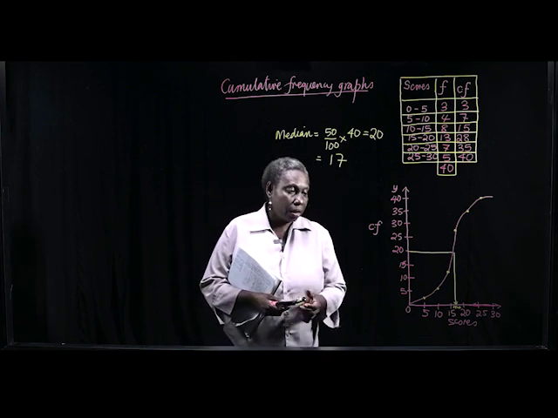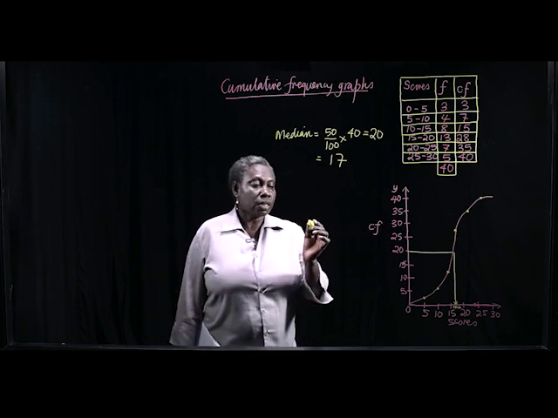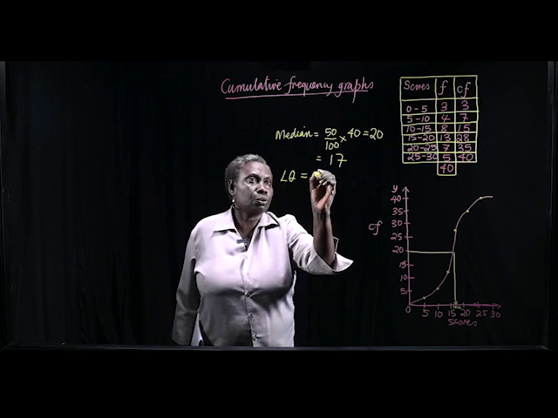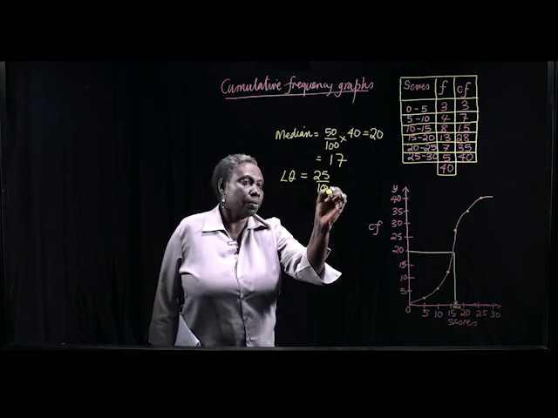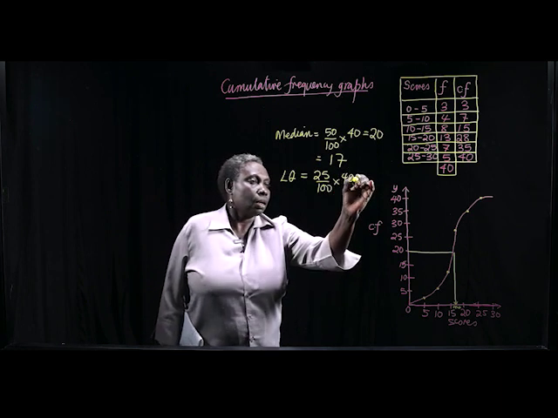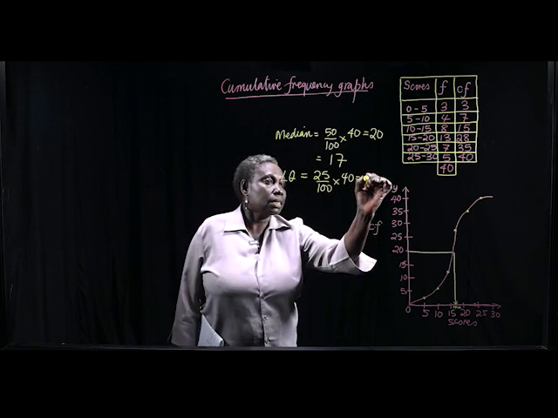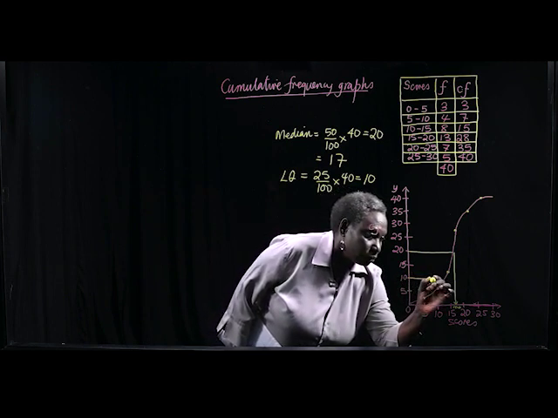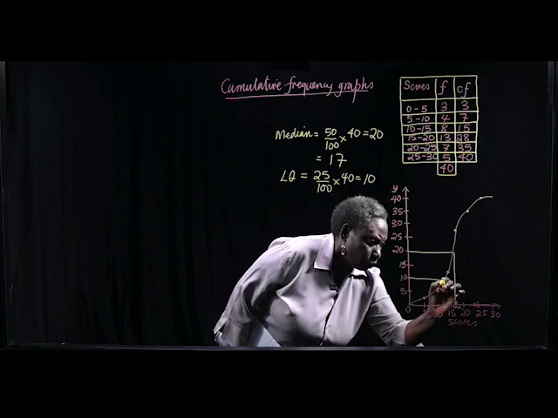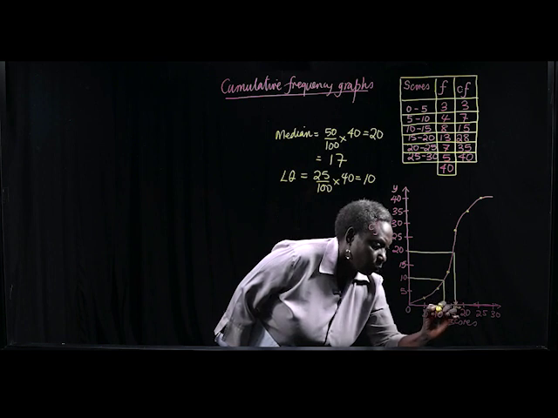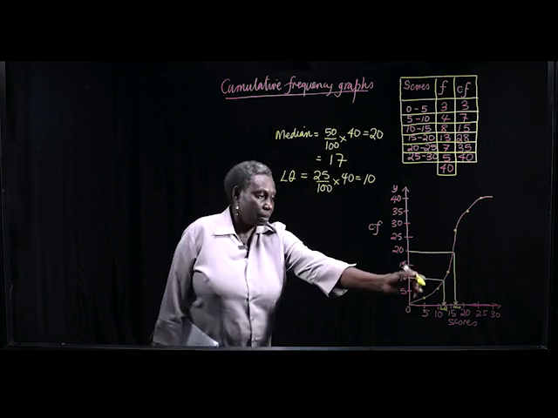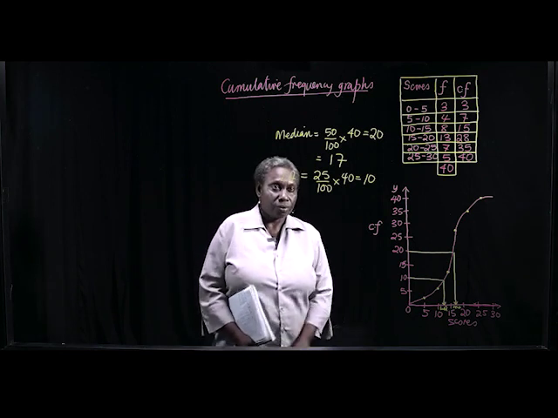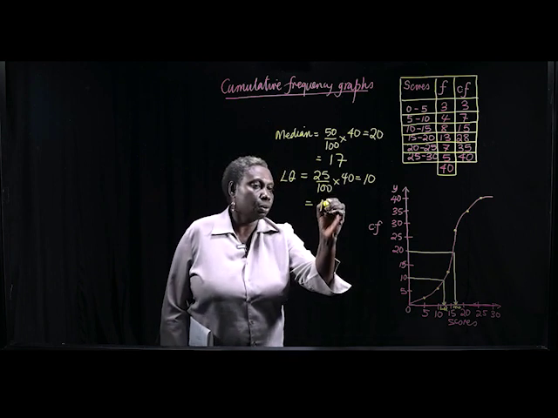Now, I will look for the lower quartile. The lower quartile is the 25th percentile. So the lower quartile is equal to 25 over 100 multiplied by 40, which is the total number of students, and that gives me 10. I draw a straight line from 10 to find out what the lower quartile is. The lower quartile is roughly around 12. So from here we can see that 10 students have scored less than 12. So the lower quartile is equal to 12.